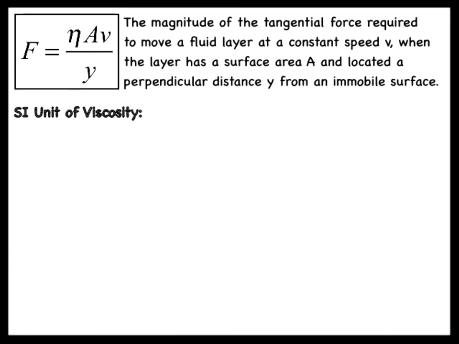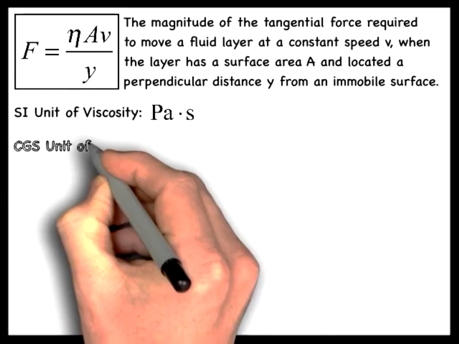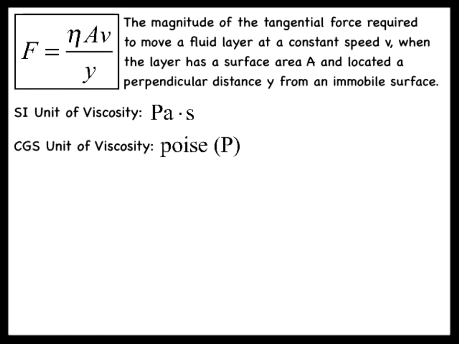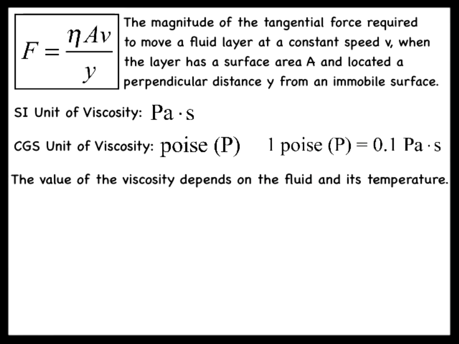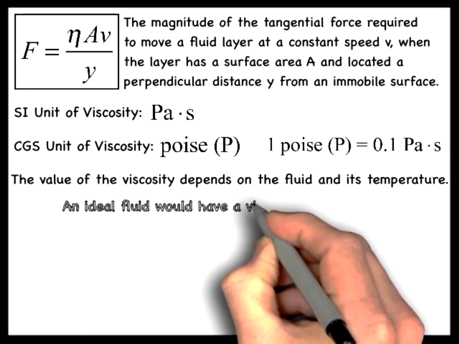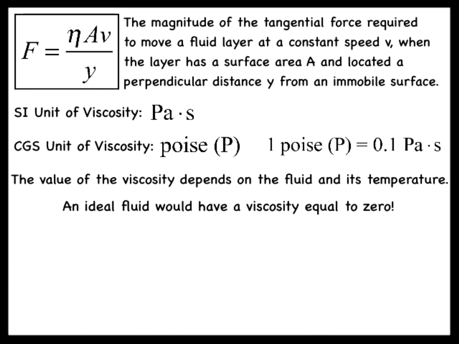The SI unit of viscosity is the Pascal second. Another common unit of viscosity is the poiseuille, which is equal to 0.1 Pascal seconds. The value of the viscosity depends on the fluid and often on the temperature. You probably know from experience that if you heat a very viscous fluid, like honey for example, it will flow more easily. An ideal fluid has a viscosity equal to 0.